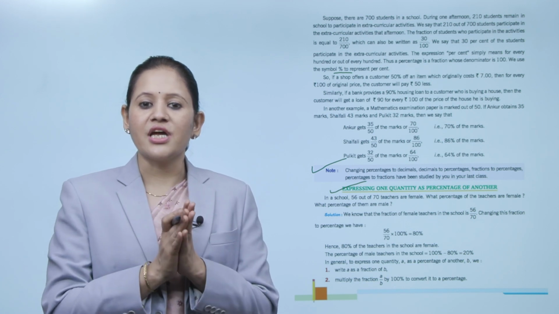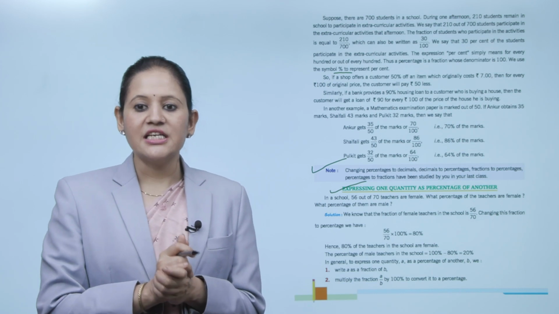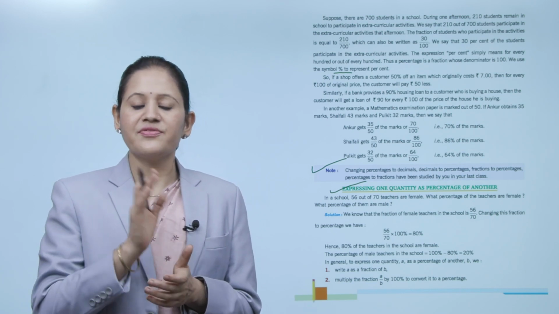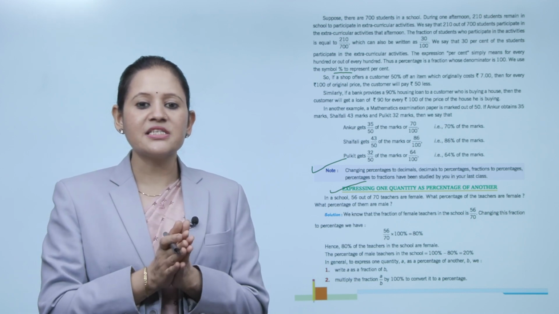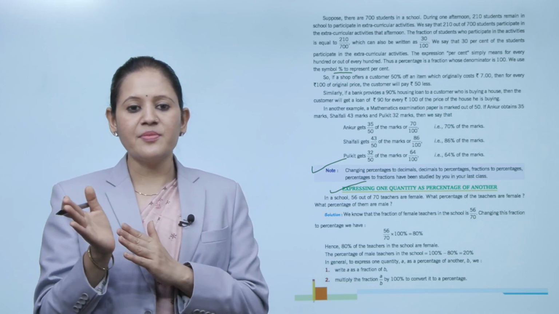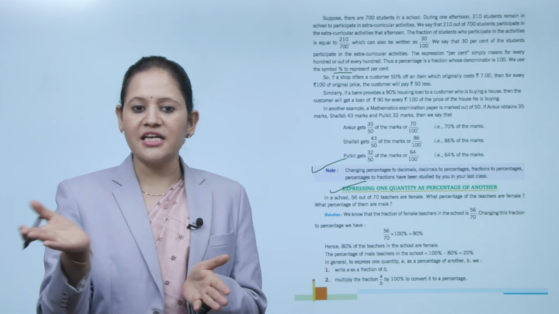Solution. We know that the fraction of female teachers in the school is 56 upon 70. Changing the fraction into percentage, 56 upon 70 into 100%, that is 80%. Hence 80% of teachers in the school are female. So the percentage of male teachers in the school is 100 minus 80, that is 20%.